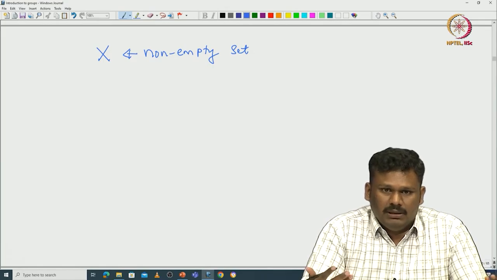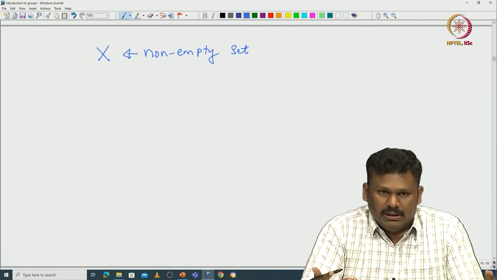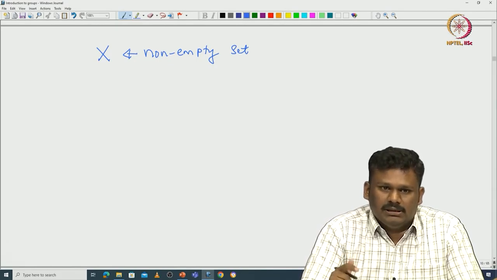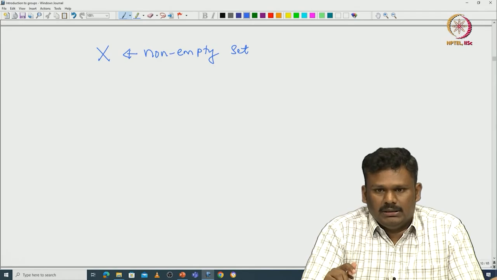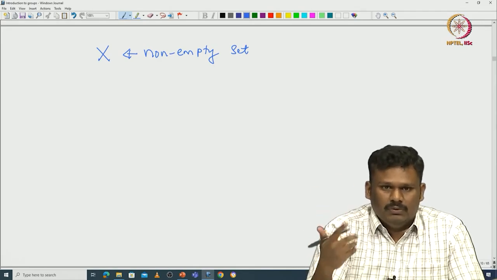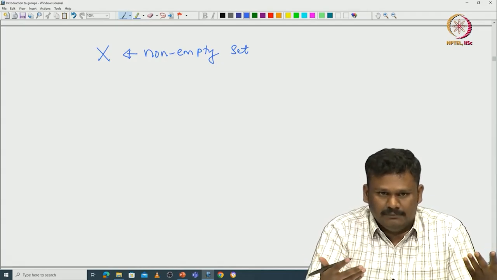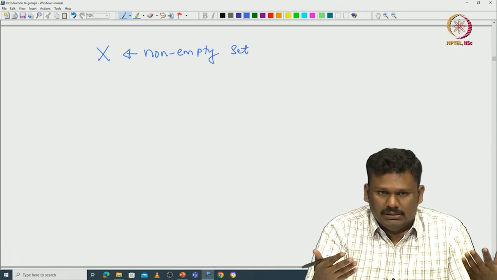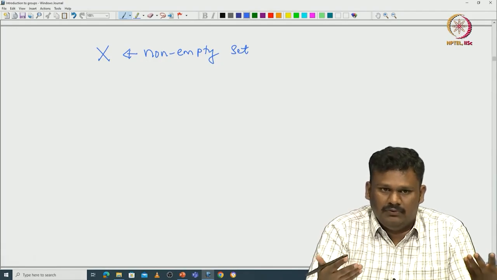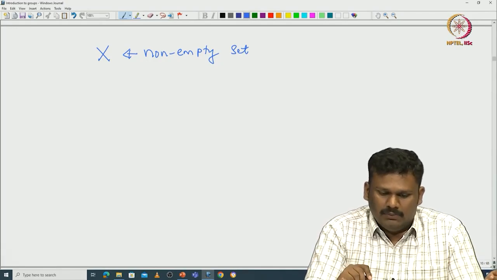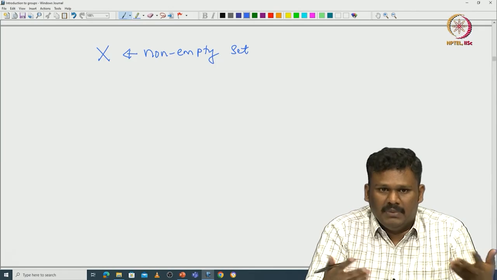But we want to define a group that naturally acts on this capital X. I will make this action of the group very precise later, but you can just intuitively view what I mean by the action. Basically it just permutes the elements of capital X. That is what we mean by action. Because we do not have any other structure, there is nothing to preserve. You just make it act.